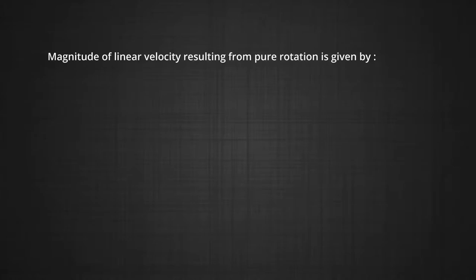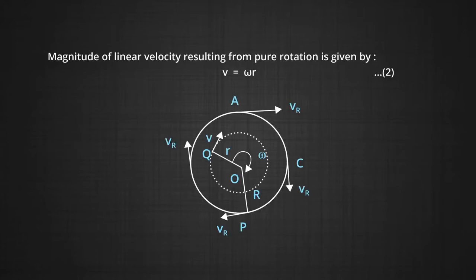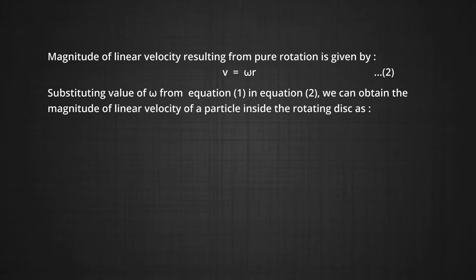However, if we consider a particle Q inside the disc at a distance small r from the center O, then the magnitude of its linear velocity resulting from pure rotation can be written as v equals omega times small r, which gives us equation 2. The direction of the linear velocity due to the rotational motion of the disc is tangent to the circular path traced by the particle under consideration, as shown in the figure. Substituting the value of omega from equation 1, which is omega equals Vr upon capital R, in equation 2, we can obtain the magnitude of linear velocity of the particle inside the rotating disc.